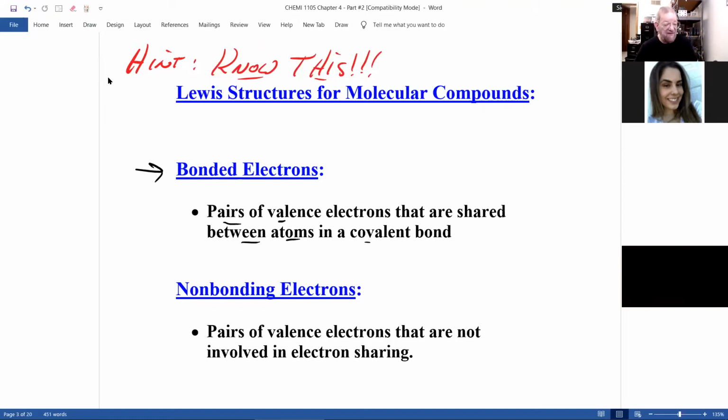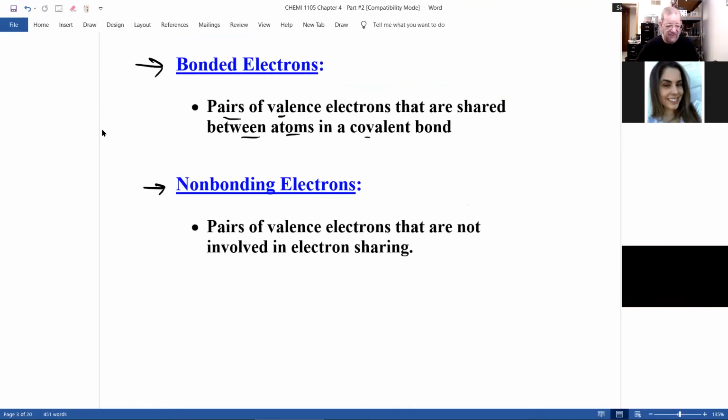Now there's another group of valence electrons you can see in a Lewis structure of compounds, and that is non-bonding. Non means not. So non-bonding electrons are pairs of electrons, and they're always valence electrons that are not involved in electron sharing, otherwise known as a covalent bond. So you have bonded electrons and non-bonding electrons. Bonded are involved in the chemical bond, they're being shared, and there are always pairs of them. And non-bonding electrons are the valence electrons that are not involved in sharing.